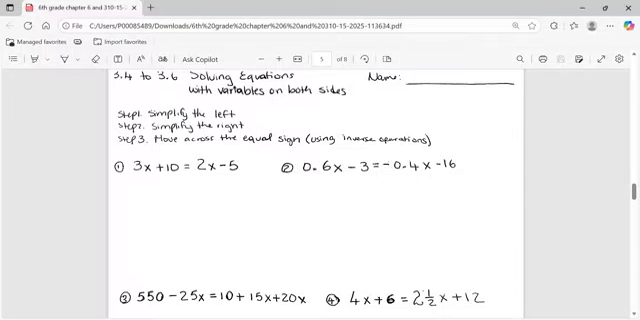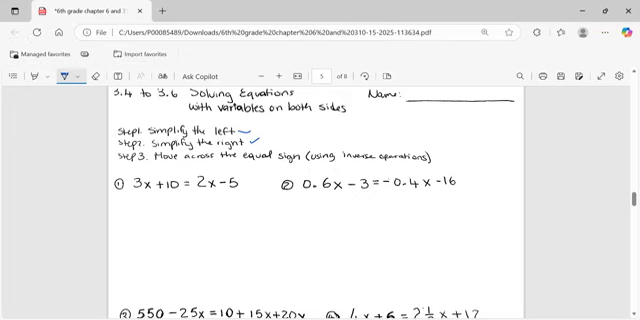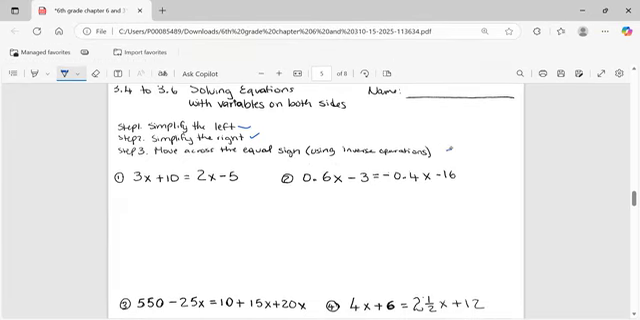Well, hello class. Today we're going to move on to solving equations with variables on both sides. So remember, we're going to follow the process of simplifying the left, simplifying the right, and then moving across the equal sign using inverse operations. So first thing we're going to do is look at number one.